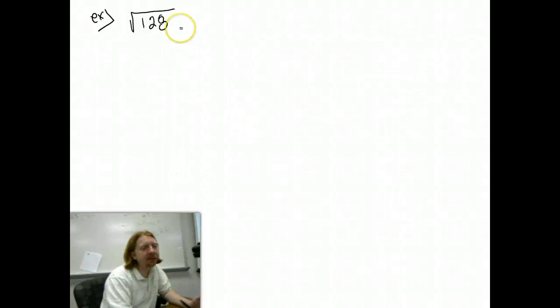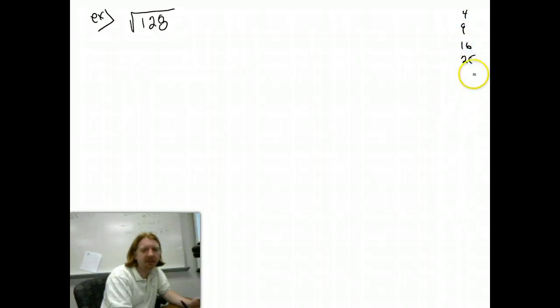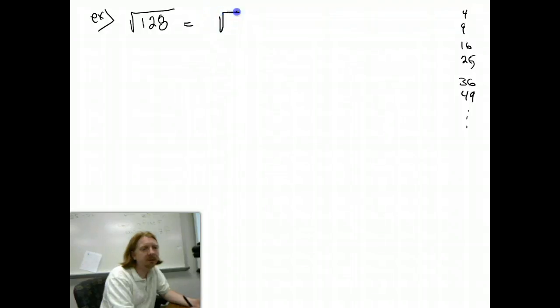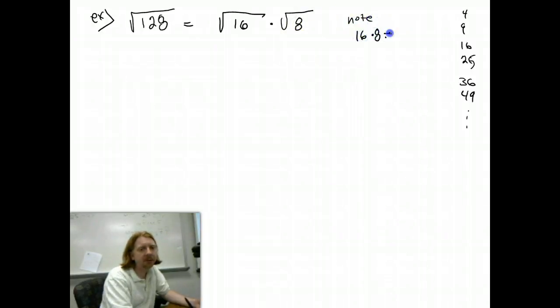All right, the first thing you ask yourself with these is what perfect squares, 4, 9, 16, 25, 36, 49, etc., divide evenly into 128. 128 divided by 16 gives me 8. Okay, so I'm going to factor out a 16. And I should note, in case I forgot, 16 times 8 is equal to 128.